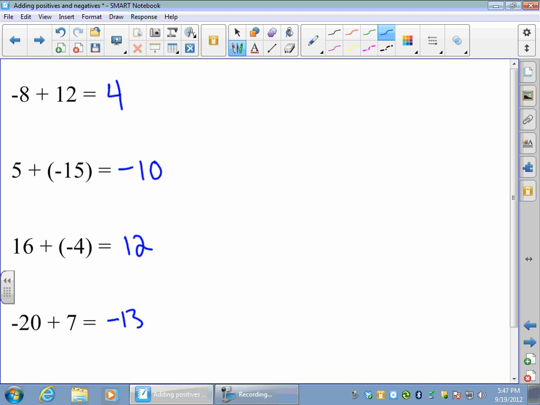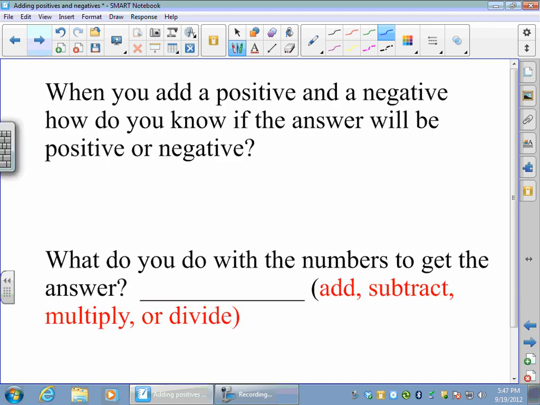Okay? Those are those four answers. So hopefully you got them. If not, go back and review what you did. See if you can figure out what you did wrong. Now, make a number line if you have to. There's nothing wrong with making a number line as long as you're getting it right. That's what's important. Okay, so now we've done a bunch of examples.